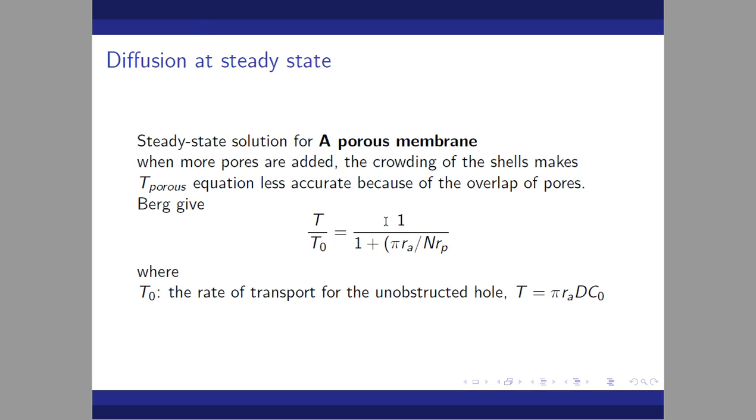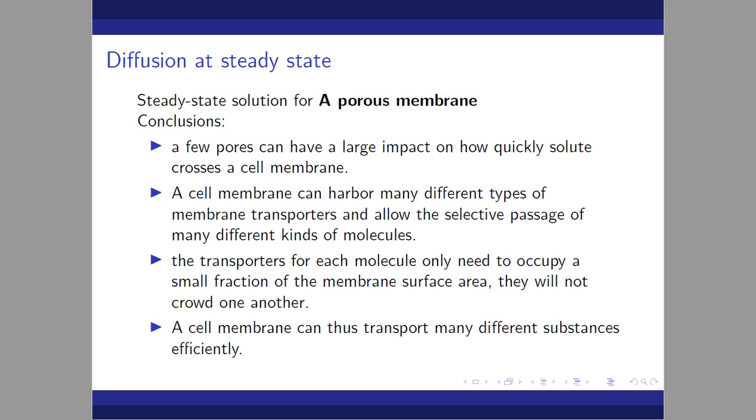So what we want to say here is that more pores is good, but there must be a limit on the number of pores for the membrane. If not, then the flux will decrease. Okay, so diffusion at steady state. The conclusion: a few pores can have a large impact on how quickly a solute crosses a cell membrane.